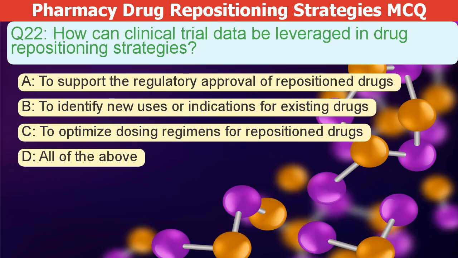How can clinical trial data be leveraged in drug repositioning strategies? A. To support the regulatory approval of repositioned drugs. B. To identify new uses or indications for existing drugs. C. To optimize dosing regimens for repositioned drugs. D. All of the above.